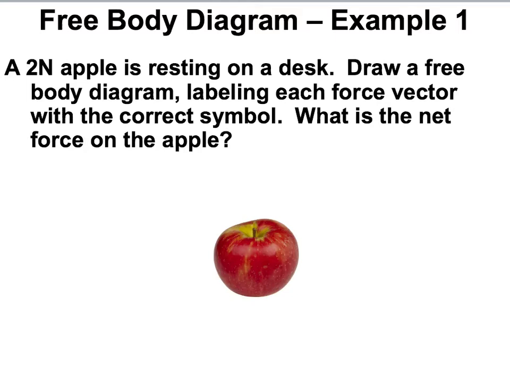So here's one. It says a 2-newton apple is resting on a desk. Draw a free body diagram labeling each force vector with the correct symbol. What is the net force on the apple? So remember, step 1 was to draw the object, and instead of drawing a fancy object, you can just draw a dot. Then we need to identify each of the forces acting on the apple. In this case, we have a downward force from gravity that I'm going to draw in. And I'm using a ruler to make sure that the vectors represent the magnitude of the forces.